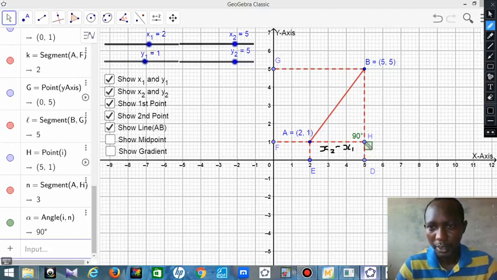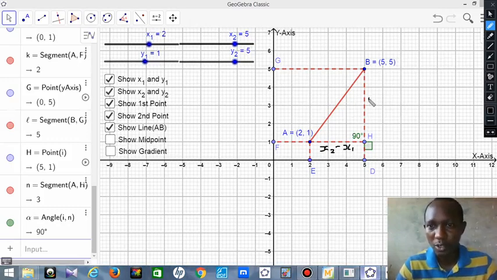From this point H, when you trace your graph, x2 is 5, minus x1, which is 2. So x2 minus x1 will be this distance from A to H. Then this second distance here, which is BH, you can also see y2 is also 5, which is y2 is 5.